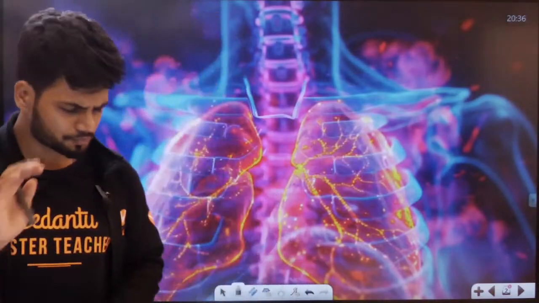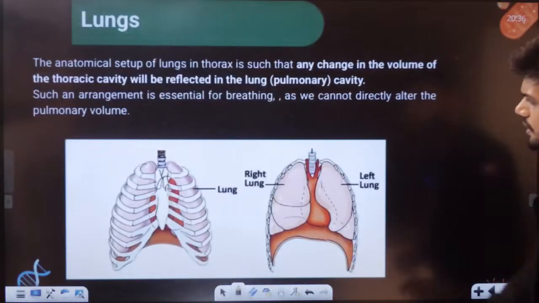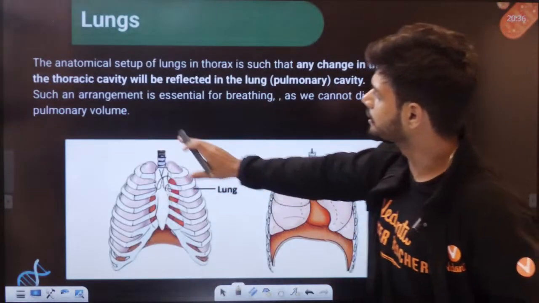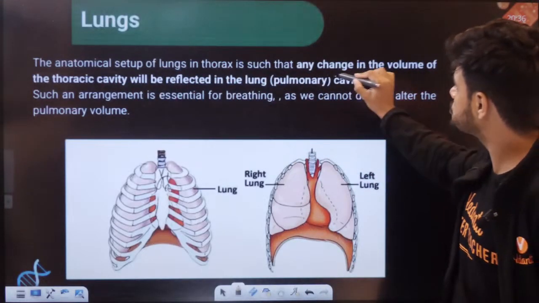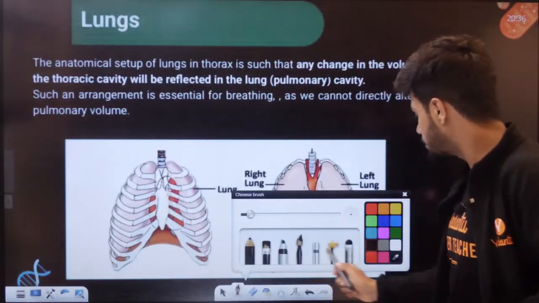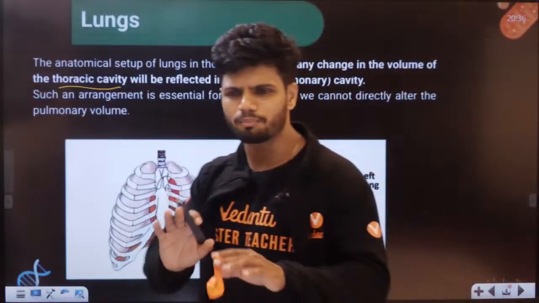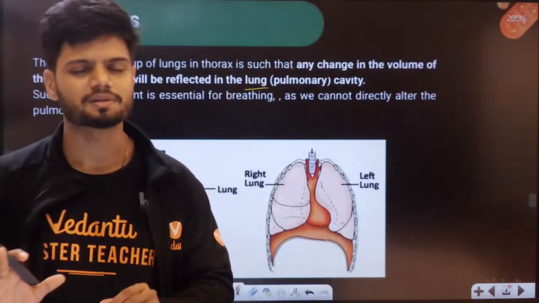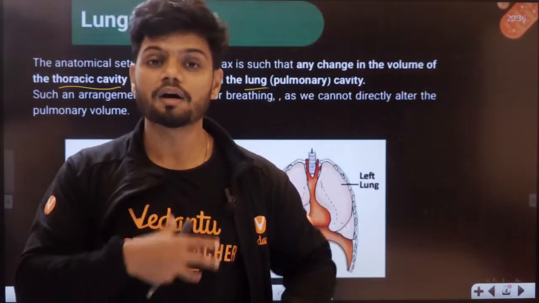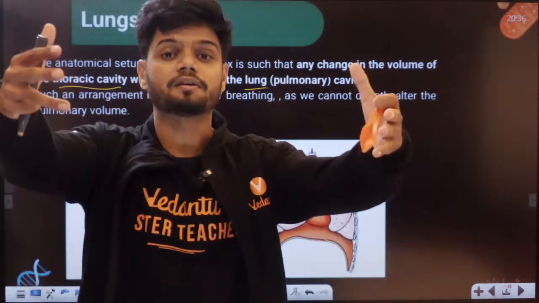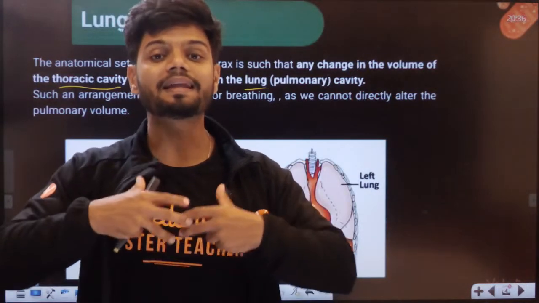Okay, students. Starting off, I want all of you to understand there is something called the thoracic cavity, right? The anatomical setup of lungs in the thorax is such that any change in the volume of the thoracic cavity will reflect in the lungs. Students, बहुत heavy English है, आराम से समझो, right? Now, this entire region is called the thoracic cavity. Lungs technically cannot expand very far. Lungs can only expand until the thoracic cavity can expand.